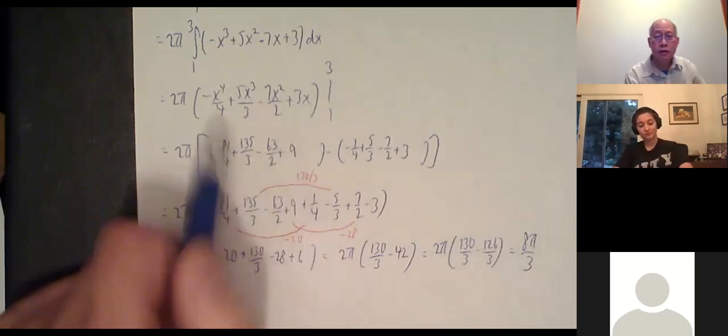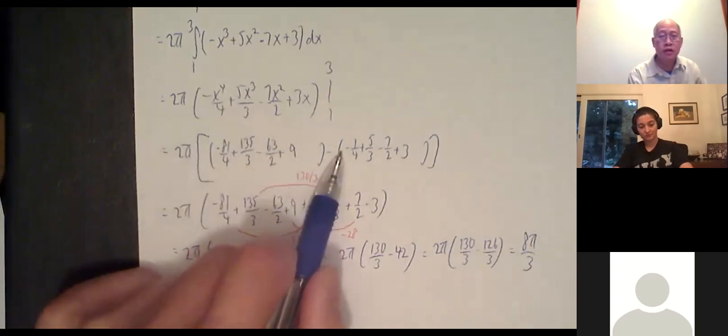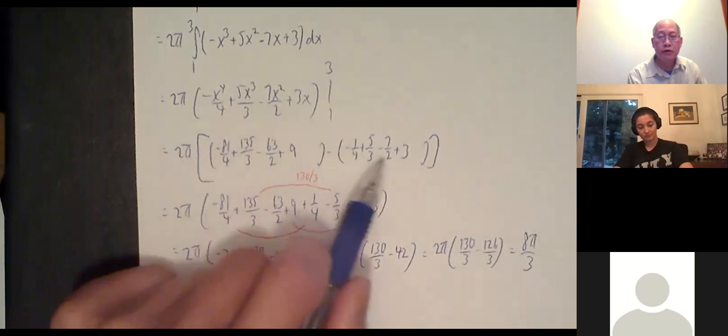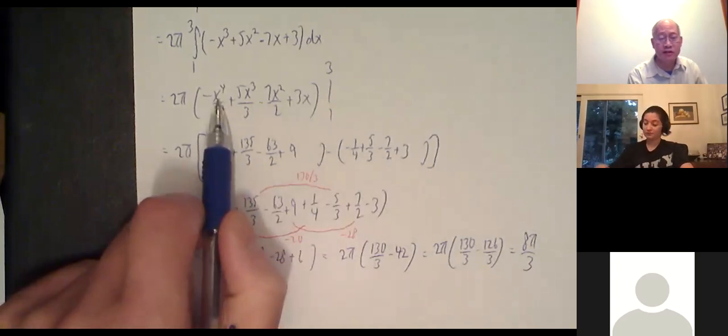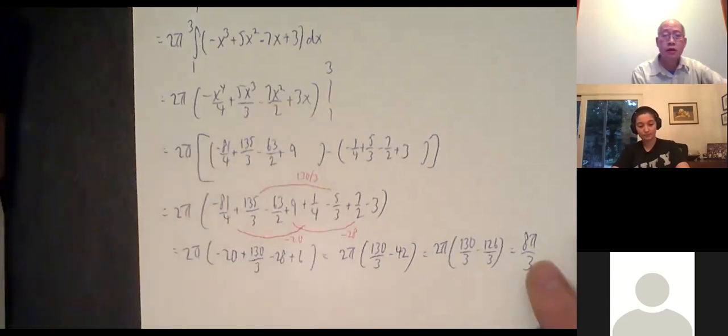Plug in 1. 1 raised to anything is 1, right? So it's negative 1/4 plus 5 over 3 minus 7 over 2 plus 3. If you put a 1 here, that's 1. Put a 1 there, that's 1. So I just have that.